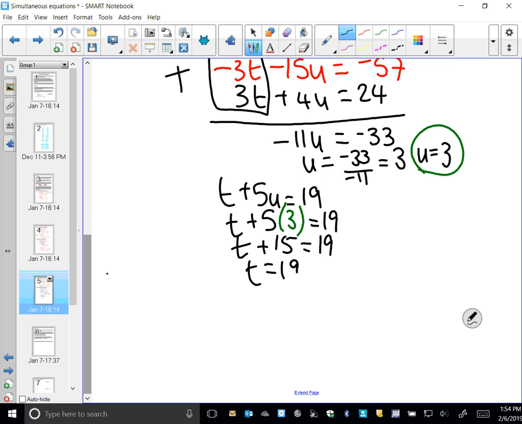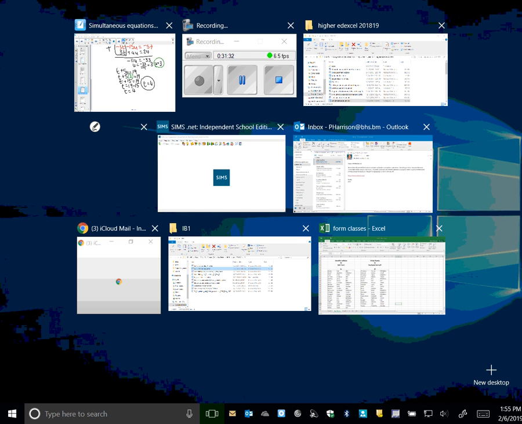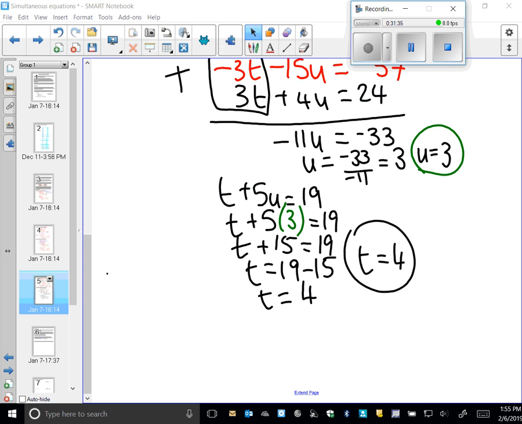So T is 4. It's just weird, isn't it? Look, I said 3T plus 4 times 3 equals 24, and the answer was 4.